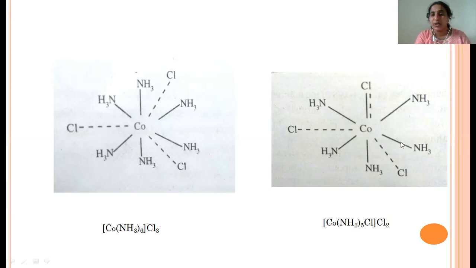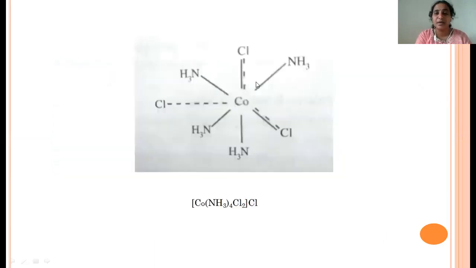Similarly, in this example also, a total of 5 thick lines are present, but this ligand is showing a thick line as well as a dotted line, which indicates that this ligand is showing dual nature. That means it shows the primary valency as well as the secondary valency. So this ligand we have to write inside of the sphere. Primary valencies are ionizable, so we write them only outside of the sphere. So for this one, the total coordination number is 6, and the oxidation number of this metal is +3.